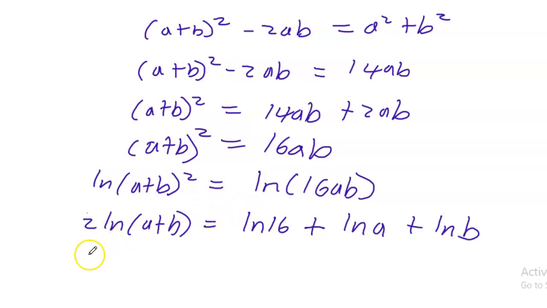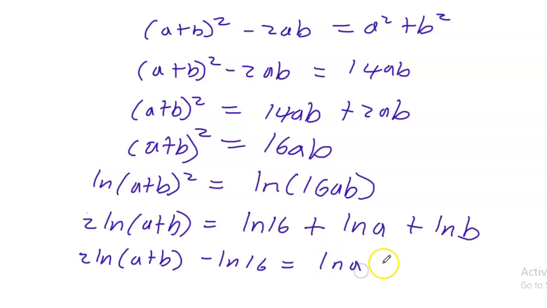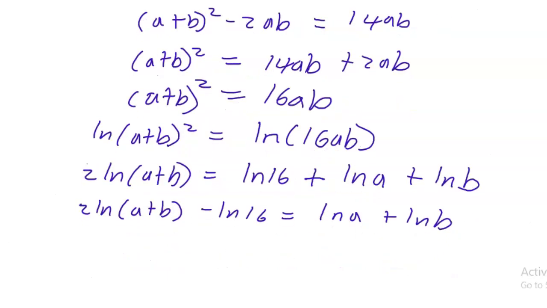I can now subtract ln 16 from both sides, so I end up with 2 ln (a plus b) minus ln 16 is equal to ln a plus ln b. And of course I can divide both sides by 2, or divide each term by 2, or multiply each term by a half. Alright, so let me divide by 2. So I divide by 2, and I divide the right hand side by 2.